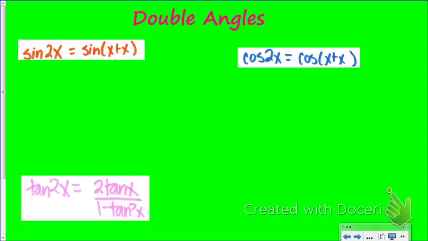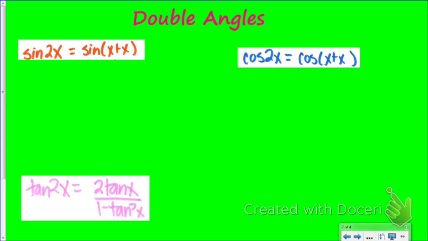Alright guys, today we're going to be looking at our double angle formulas from the back of our identities page. So if you take out that identities page you guys have been using, we're actually going to be starting with the back now, that top section, which is about our double angles. So the first thing we're going to look at is just where these equations and formulas come from.